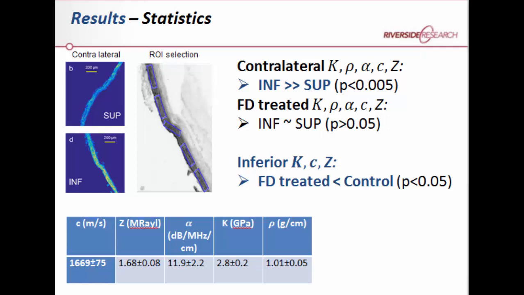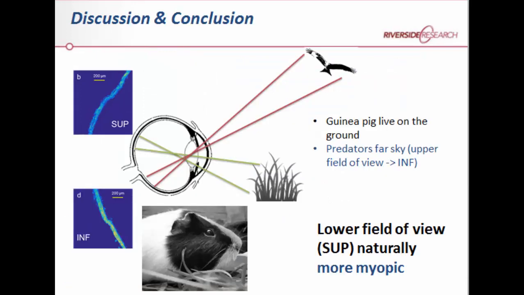However, if we look just at the inferior part, the lower part of the eye, and compare the treated eye with the control eye, then interestingly we found that the bulk modulus, speed of sound, and acoustic impedance are decreased for the treated eye. But these are interesting results, and the question now is how to interpret this.